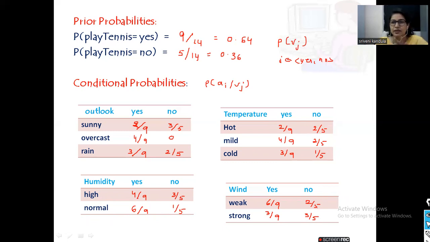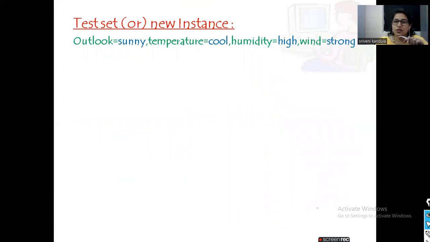So far, this is the training data. So from the training data, we have calculated what is the prior probability and what is the conditional probability. So now keeping these in mind, we have to calculate for the new instance. So this is the new instance. So here the attribute values are outlook equals sunny, temperature is cool, humidity is high, wind is strong. So now using the naive Bayes classifier, we have to classify whether its target value is going to be a yes or is it going to be a no. Let us do that.